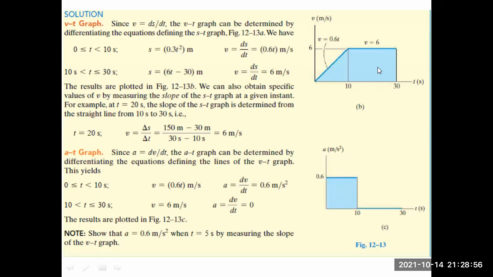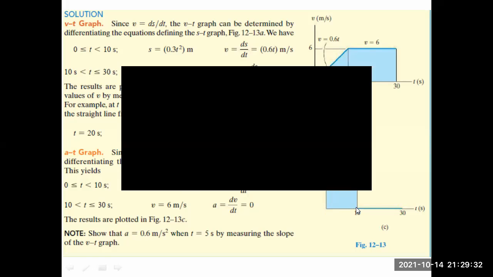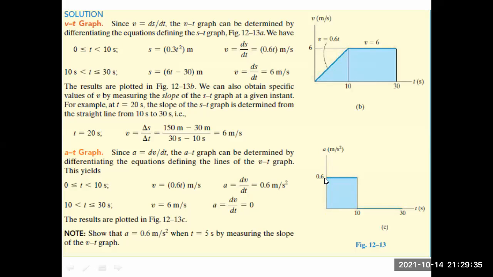Okay, what we did just now, we got the definition of A. You differentiate V with respect to time. Once you differentiate V with respect to time, this is the equation that you need to differentiate. So differentiate this equation. What are you going to get? 0.6. So you have 0.6 from 0 to 10. That would be your acceleration from 0 to 10.